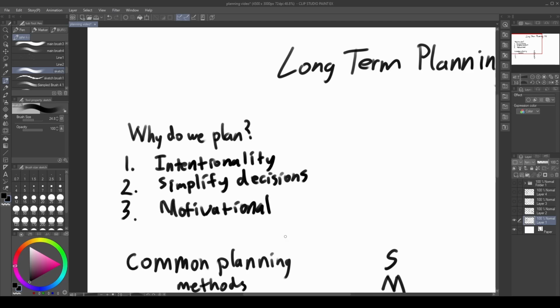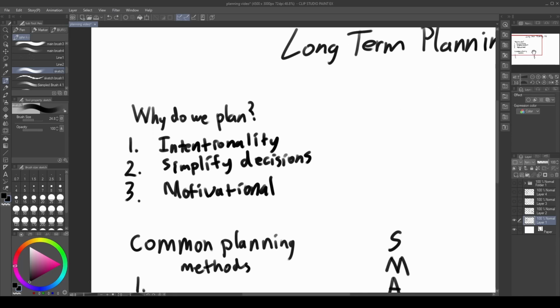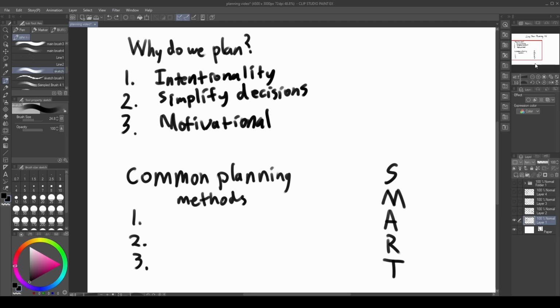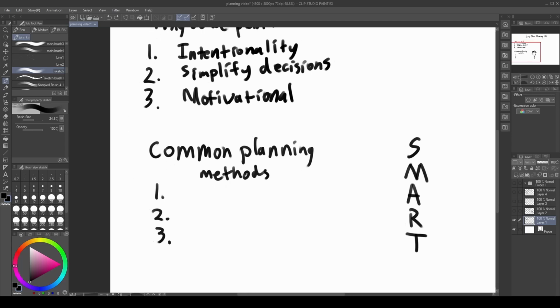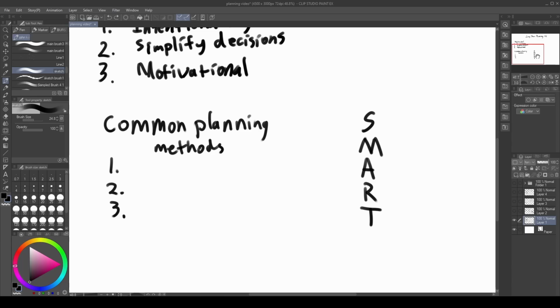I have a love-hate relationship with the current systems people use because I feel like there's a lot of emphasis on it being a motivational tool or even a way to maintain intentionality without actually focusing on simplifying decisions. And there is a common planning tool that does simplify decisions somewhat, but it's a bit limited, okay? So we're going to go over some common methods, and then I'll give you the optimal way to go about long-term planning. So from what I've researched, there are 3 common planning methods.